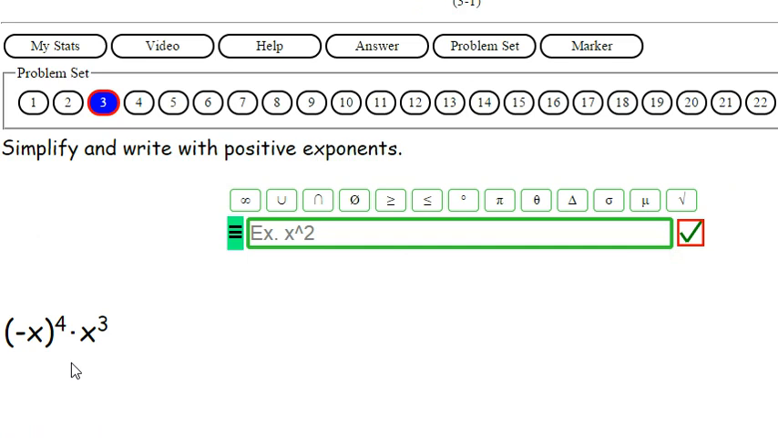Simplify and write with positive exponents. Okay, so can we remember this? Negative x raised to the fourth, x cubed.